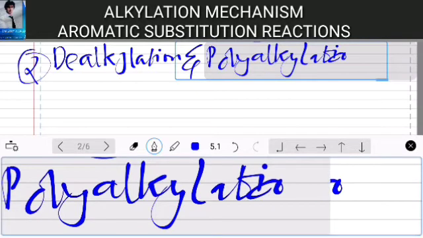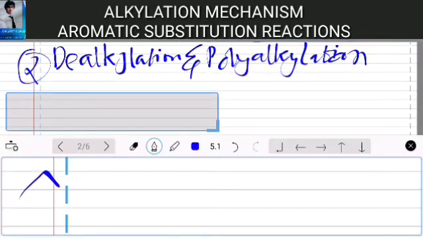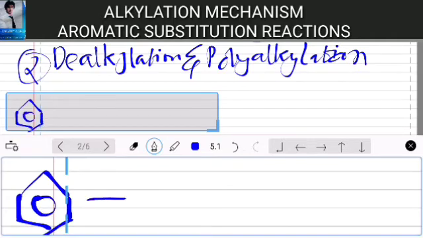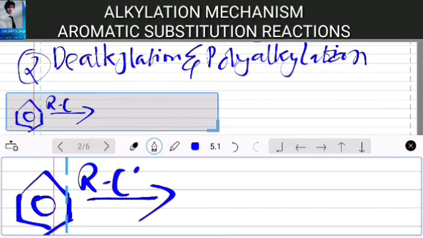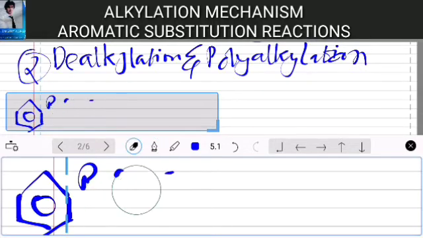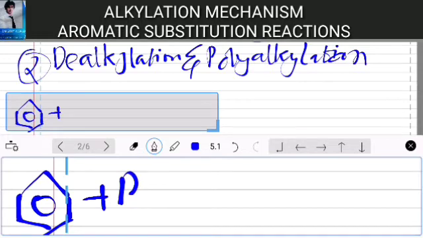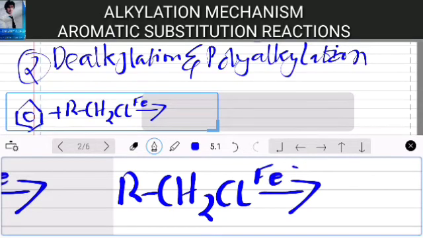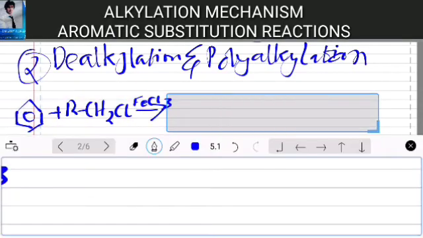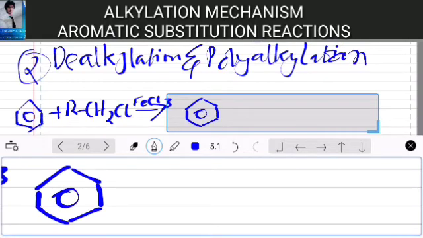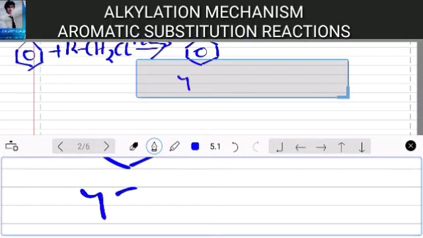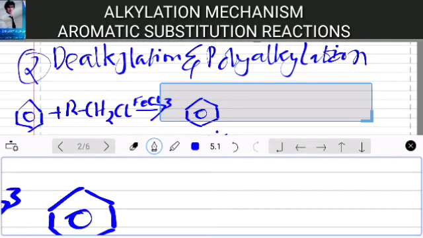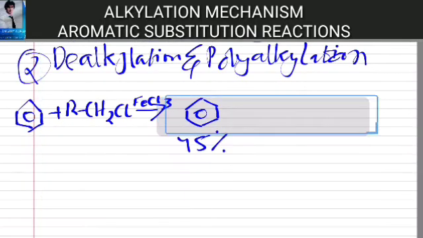Dealkylation means we can get our benzene ring back after the reaction, after reacting it with an alkyl halide such as CH3CH2Cl plus reagent FeCl3, but in the product we got benzene. It is termed dealkylation, meaning our product is our reactant here.